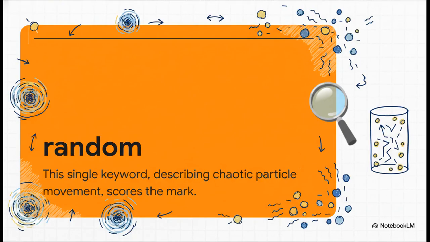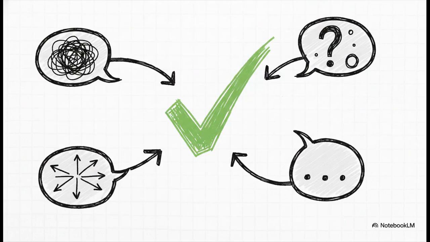And the magic word is random. Yep, that's it. Straight from the mark scheme. It perfectly describes that chaotic, unpredictable movement of gas particles. You write that one word, and that mark is yours. Simple as that. But here's something interesting. The examiners weren't super strict on this one. While random is the best scientific term, they also gave the mark for all or any. So you actually had a few different ways to get that point on the board.